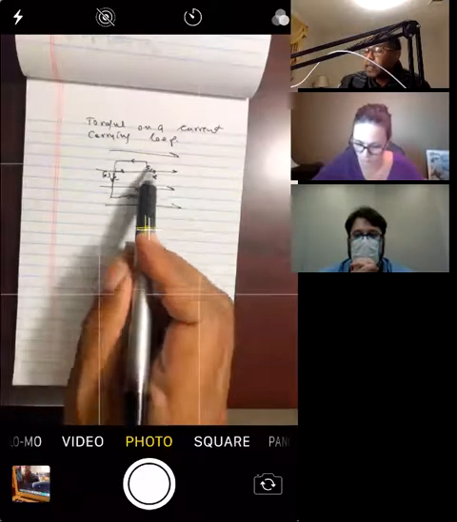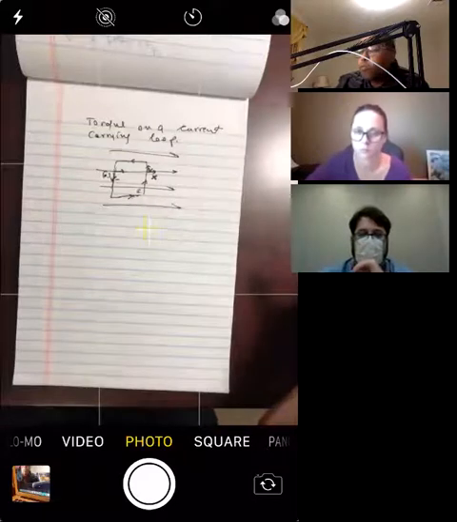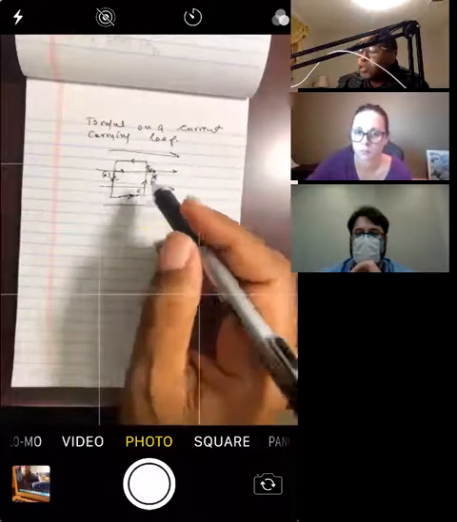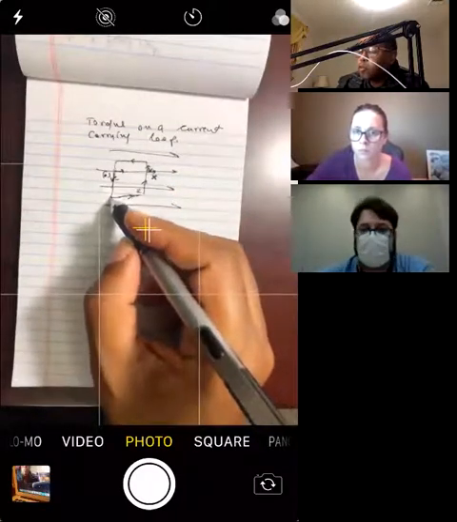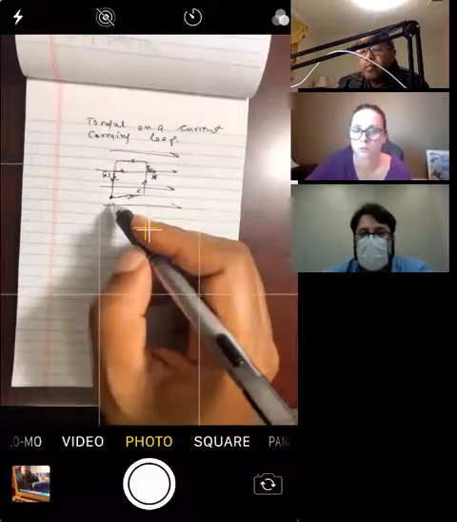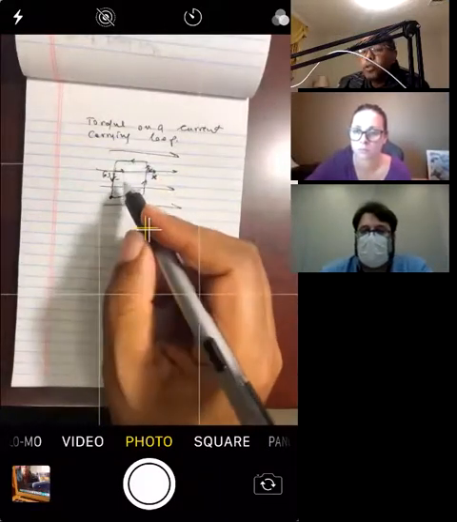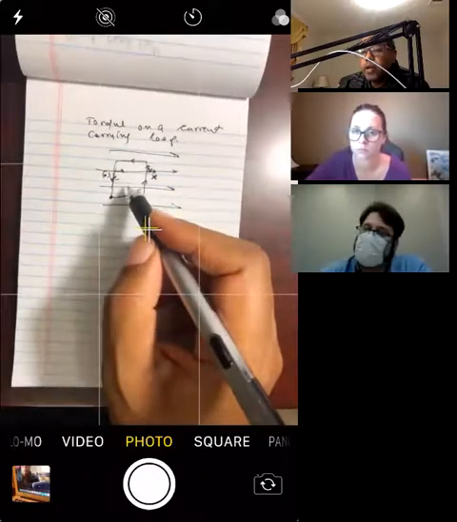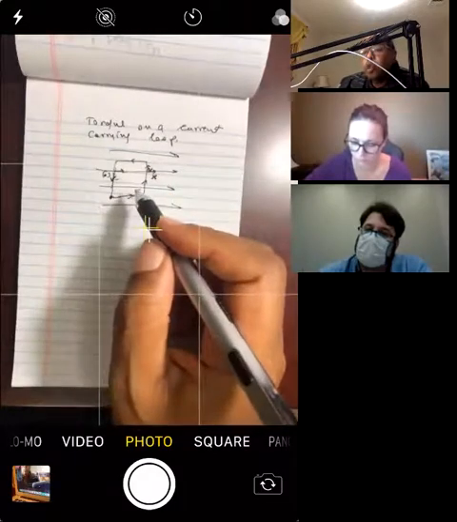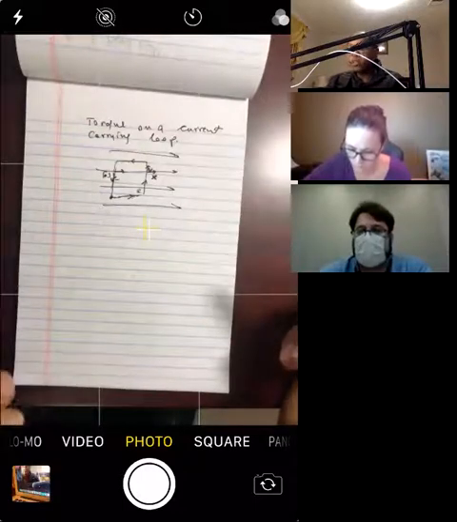But the net force acting on this wire is 0. Can you tell me why? The net force on any loop is 0. Let me ask it this way: for a complete loop, what is delta L? You start at this point, you end at this point. What is delta L? 0. So delta L is 0, so the force will be 0, because the force is I delta L cross B. So the force on any closed loop is 0. What you have for a closed loop is torque. It rotates.